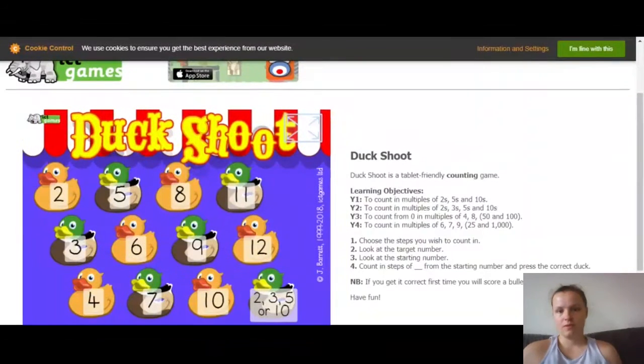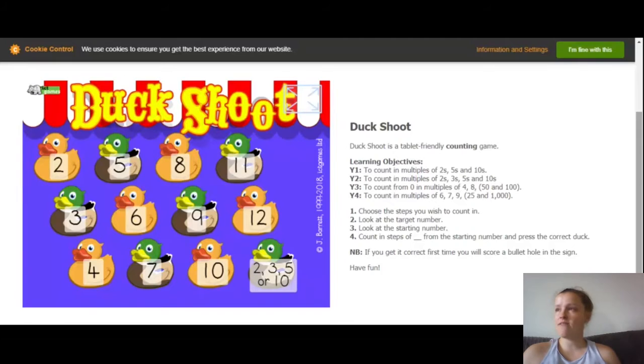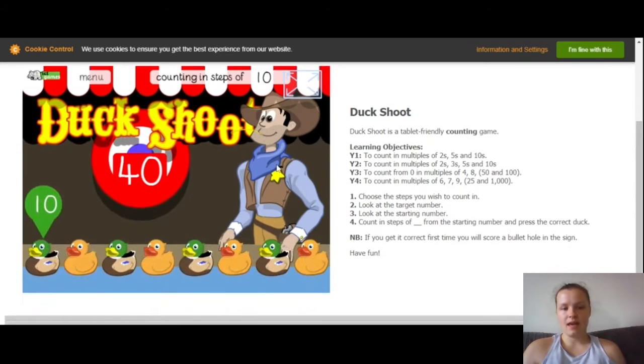Okay, so duck shootout. This game is called Duck Shootout. Now, I would never ever harm a duck, but it's just a game. We're going to practice counting in 10s. The aim of this game is we have to try and get this target number, and the number there is 40. This duck is number 10, so we have to count on and knock down the correct duck, which would be 40.